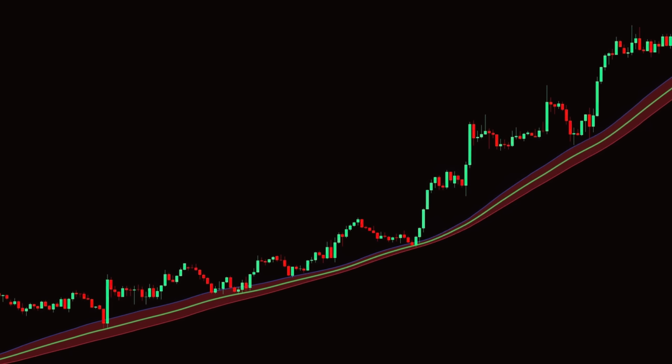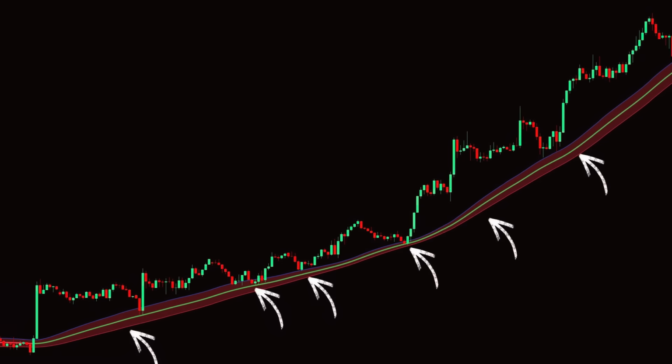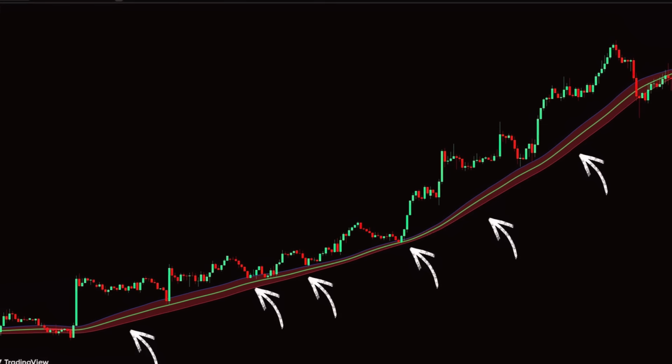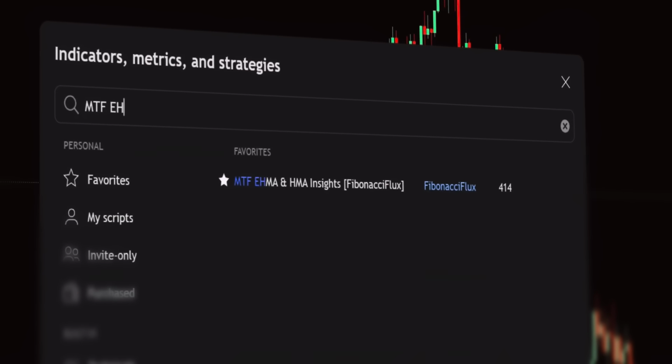Here's another chart. Different day, same chart. Watch the pullback. Again, price moves back toward the zone, hesitates, and then continues higher. That's two examples. Let's keep going. This indicator is called the MTF EHMA and HMA Insight.